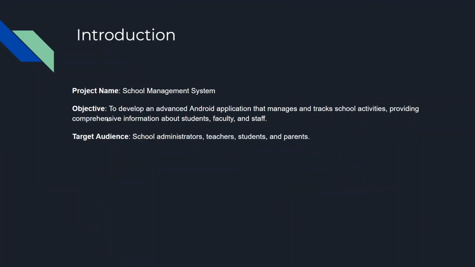In the introduction we can see we have provided the project name, the school management system. The second one is the objective, what is the objective for creating this application: to develop an advanced Android application to manage and track school activity, providing comprehensive information about the students, faculty and the staff. Who is the target audience? Basically school administrators, teachers, students and parents are going to use this application. So let's move to the next part.